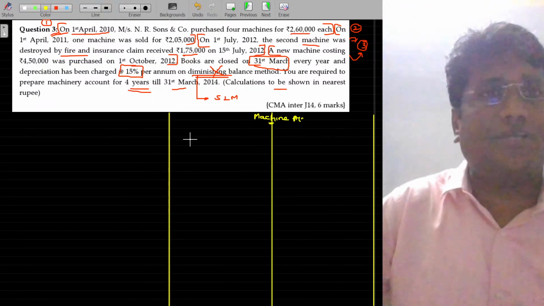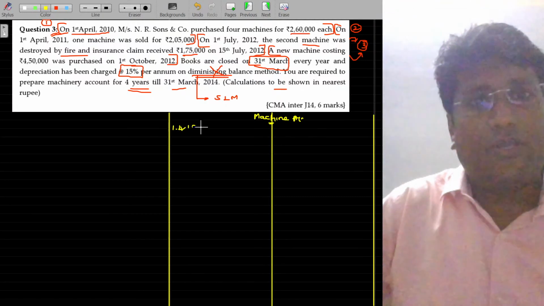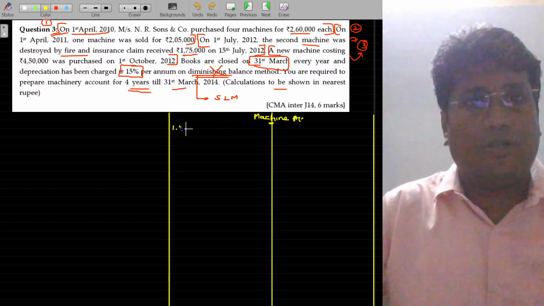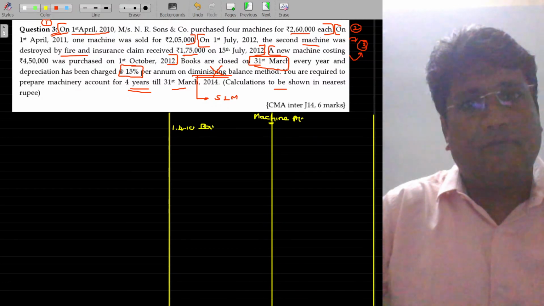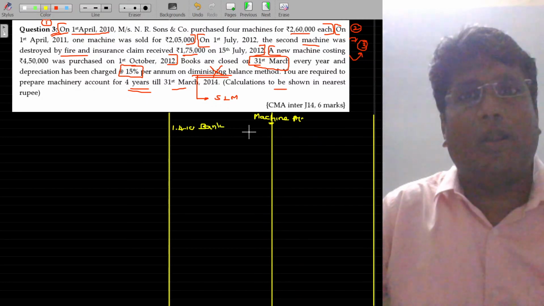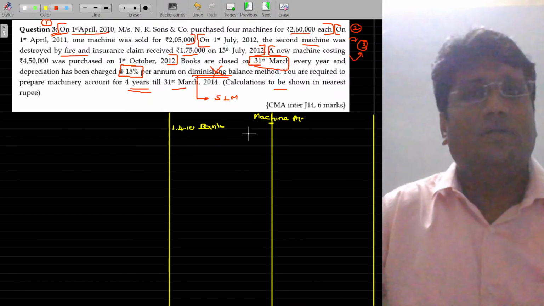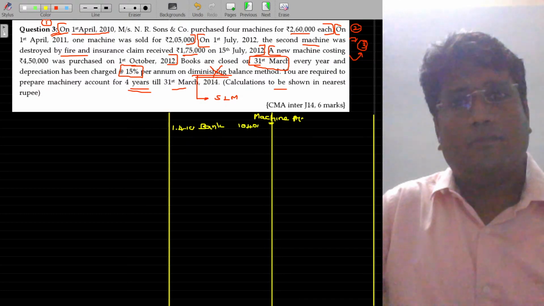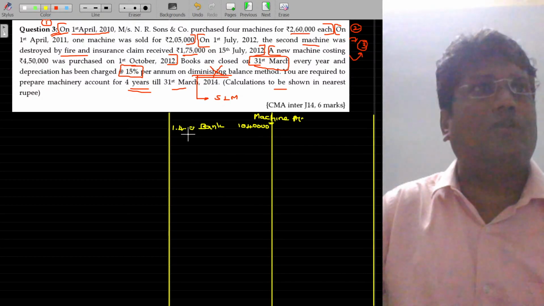The purchase of 4 assets happens on 1st April, so 1st April 2010. Machine account debit to bank. The value being 10,40,000. One asset being 2,60,000; 4 machines purchased, so 2,60,000 into 4, 10,40,000 rupees. And no transaction happens in the very first year, only purchases.